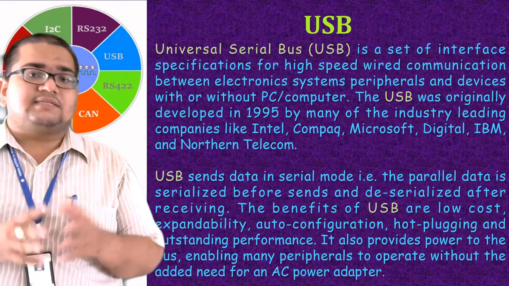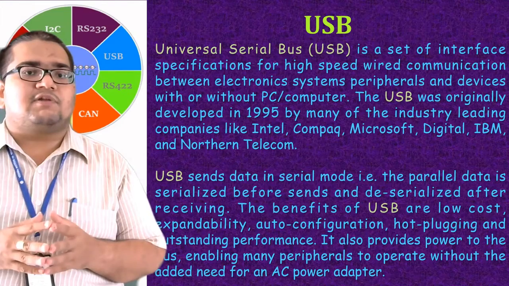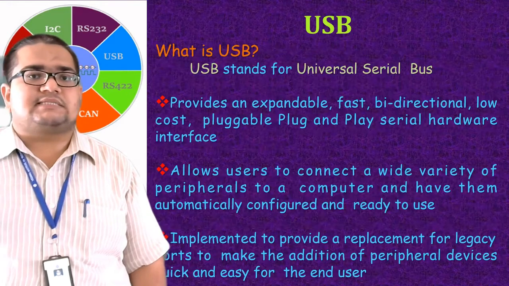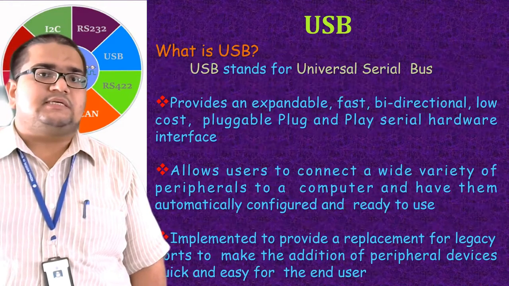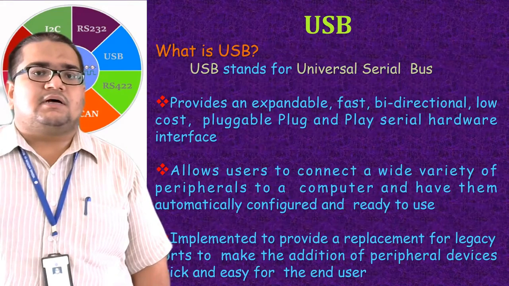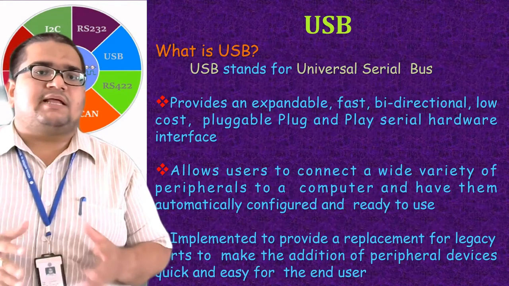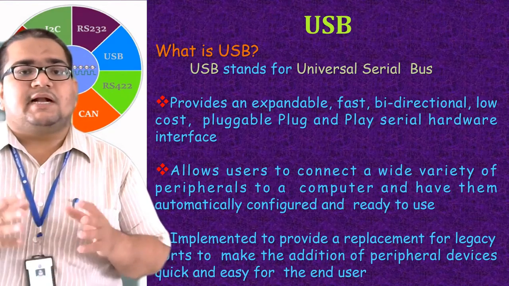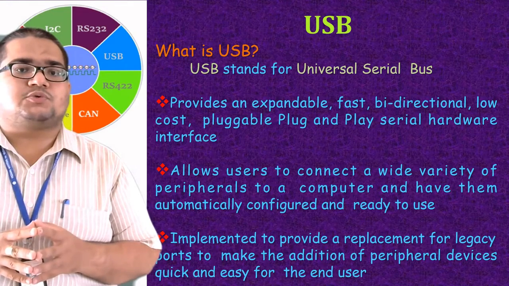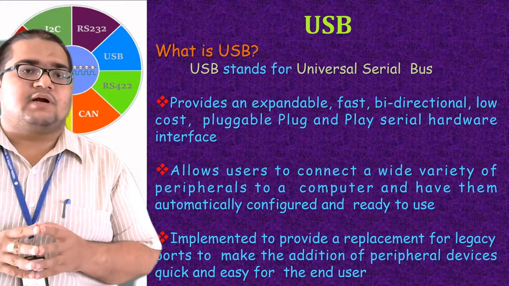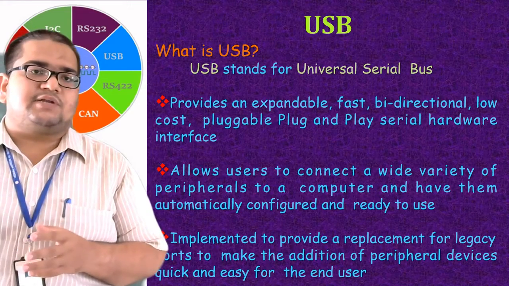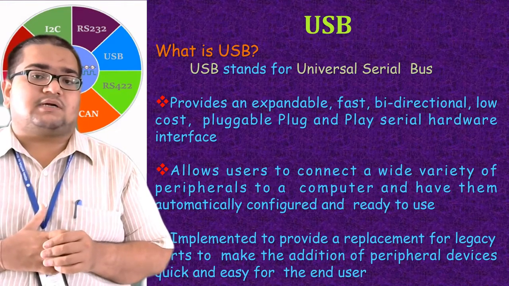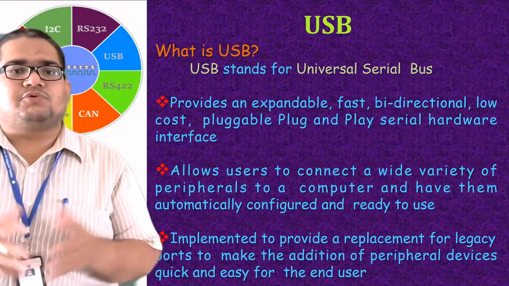USB sends data in serial mode. That means the parallel data will first be serialized and then sent out on the USB channel. So what exactly is USB? USB is Universal Serial Bus. It provides an expandable, fast, bidirectional, low-cost, plug-and-play serial hardware interface. It allows users to connect a wide variety of peripherals to a computer and have them automatically configured and ready to be used. Sometimes when we connect a new USB device, our system indicates that drivers have been installed for this device to start working. So it is ready to use and automatically configurable.